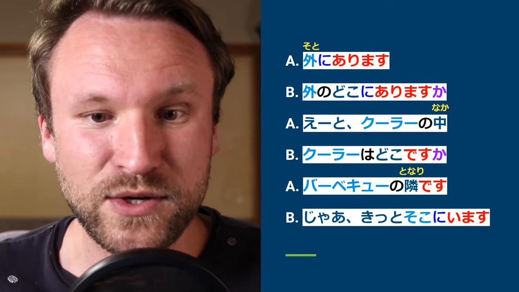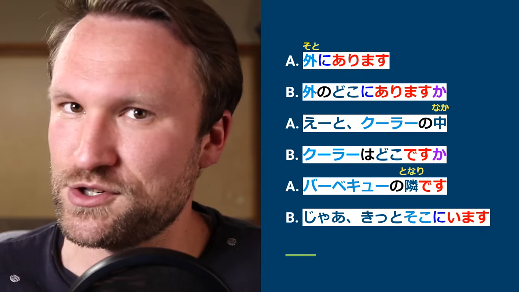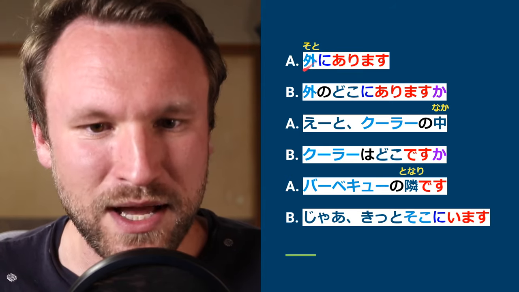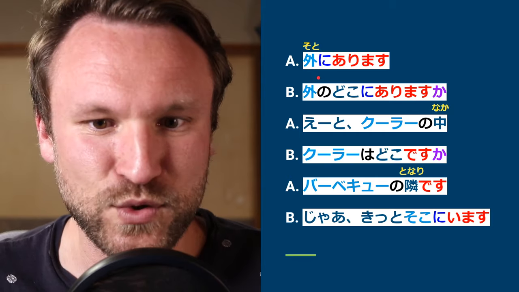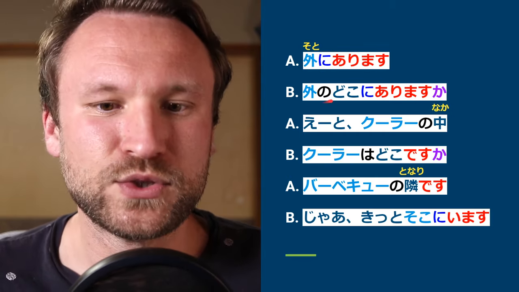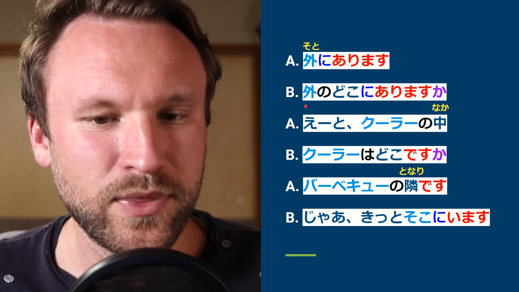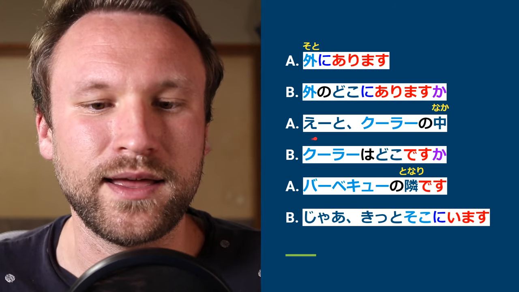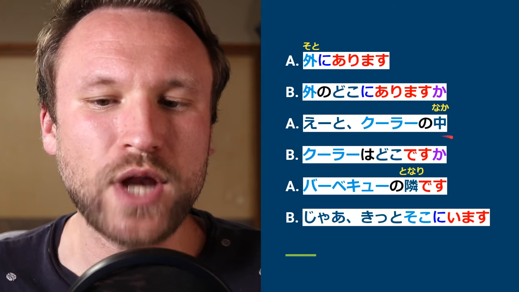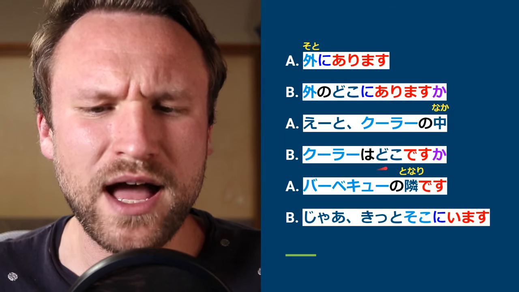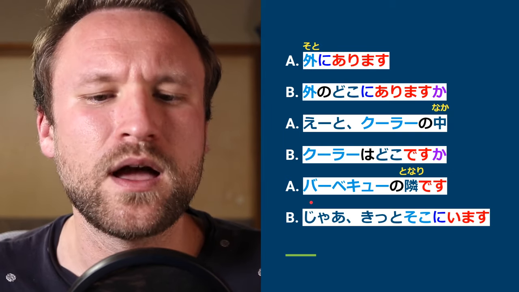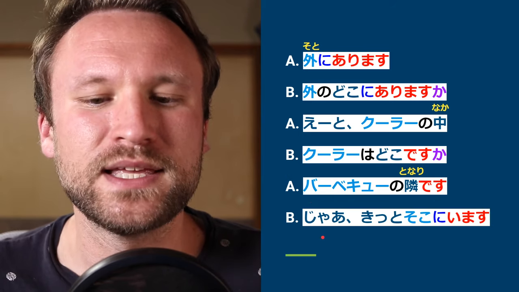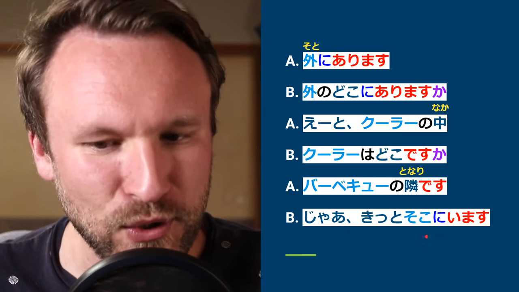Remember, we're looking for Ando-san, and he wasn't in the toilet, but apparently he should be by wherever the beer is. Soto ni arimasu, says A-san. Soto ni arimasu, she's talking about the beer. Soto no doko ni... let me go slower. Soto no doko ni arimasu ka? Kura no naka. Kura wa doko desu ka? Barbecue no tonari desu. Ja, kitto soko ni imasu.